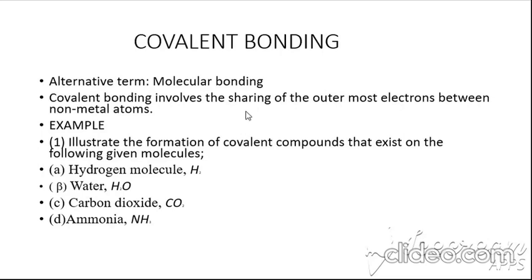So you need to know the difference between covalent bonding and ionic bonding. Covalent involves sharing of electrons between non-metals only, while ionic bonding involves transferring of electrons from metals to non-metals. You need to know that.